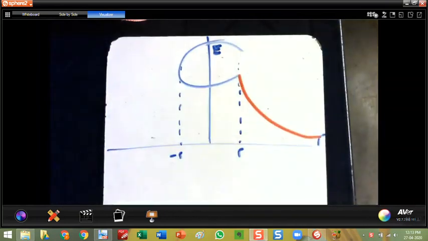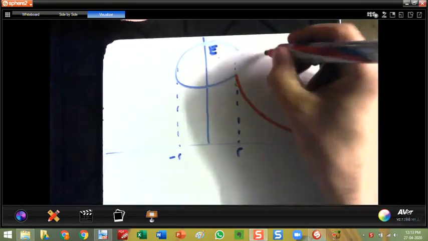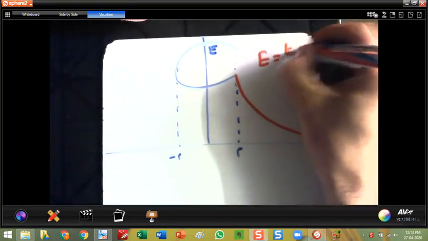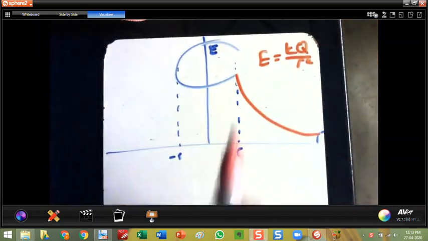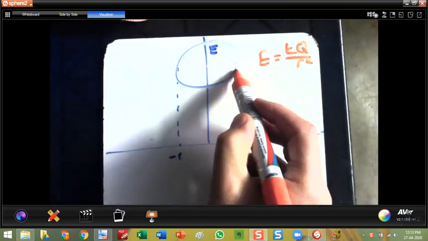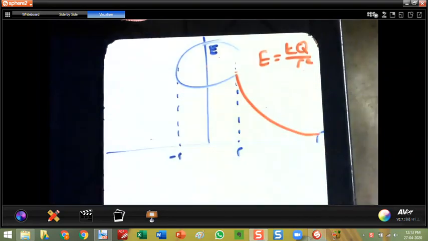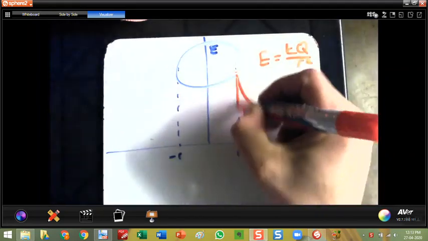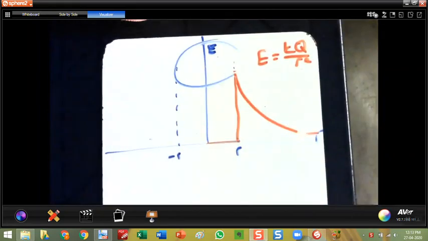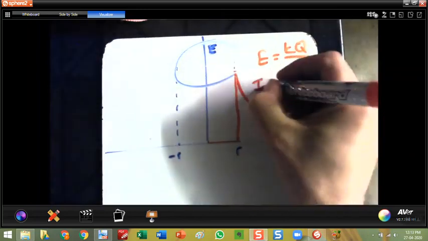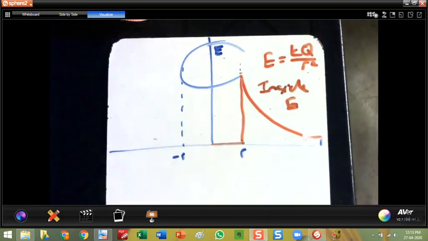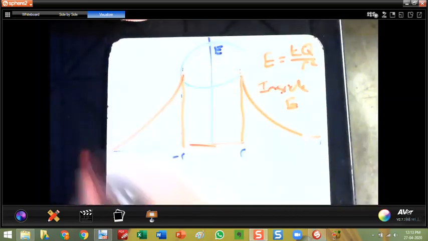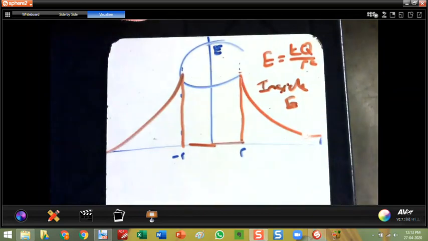But the question is, remember, because electric field is measured from the center of the sphere, what happens from the surface to there? What does the graph look like? And you'll see that it would be 0. So inside there is 0 electric field. And if we approach it from the other side, we would get something similar.